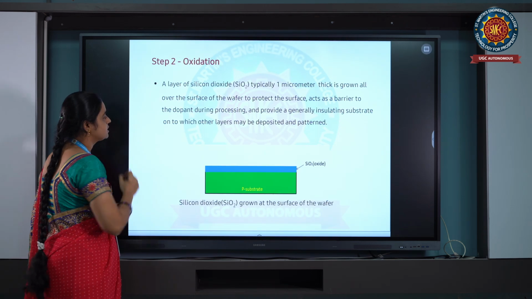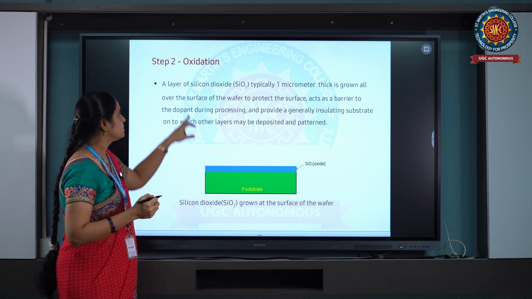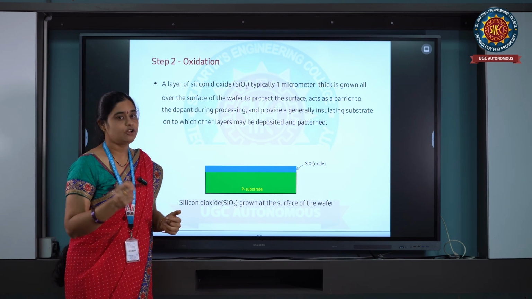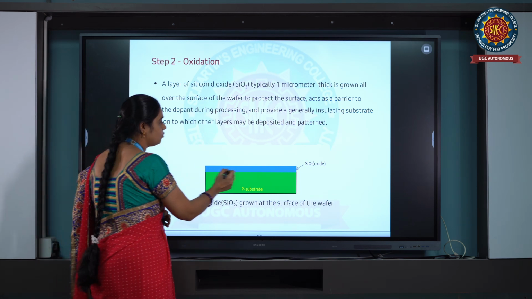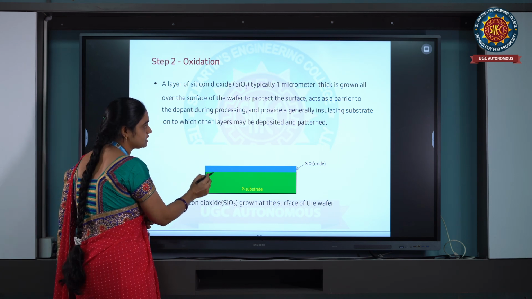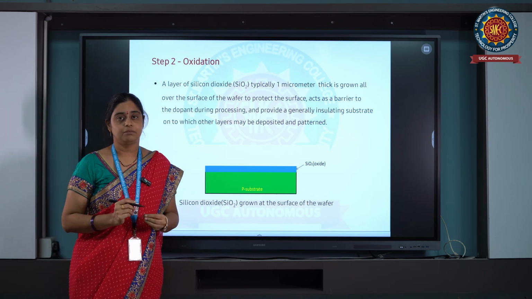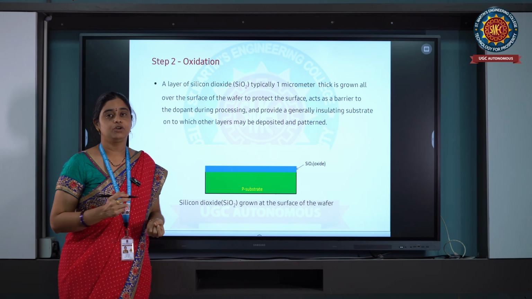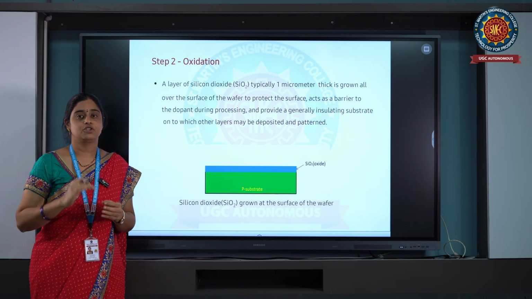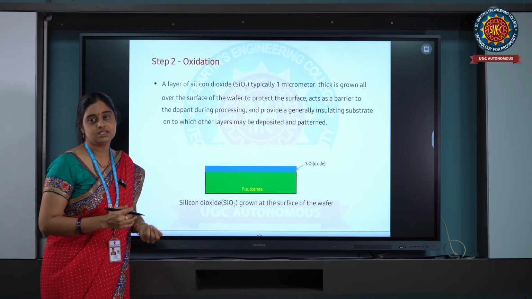Next, coming to the next step, this is the oxidation step. What is an oxide layer? Silicon dioxide, SiO2, is our oxide layer. We have to place the SiO2 on the substrate with a thickness of 1 micrometer. The main advantage of this SiO2 layer is that it will protect our substrate. It acts like a barrier to our substrate and does not allow any chemical reaction from the outside to happen with this substrate.